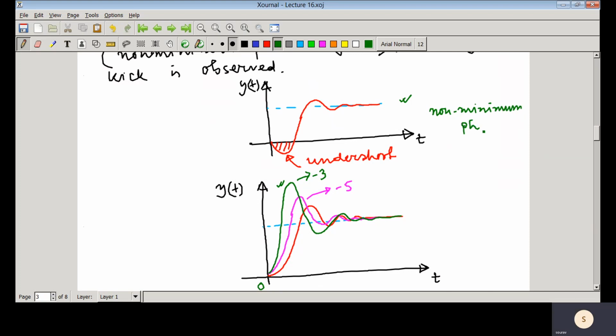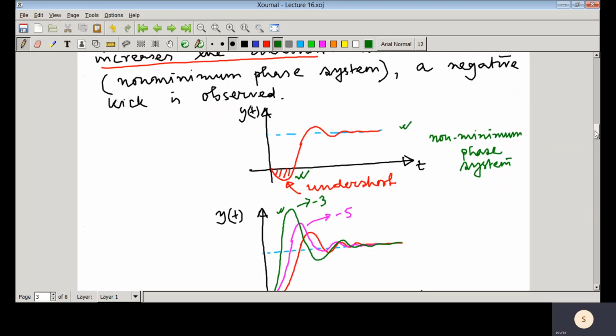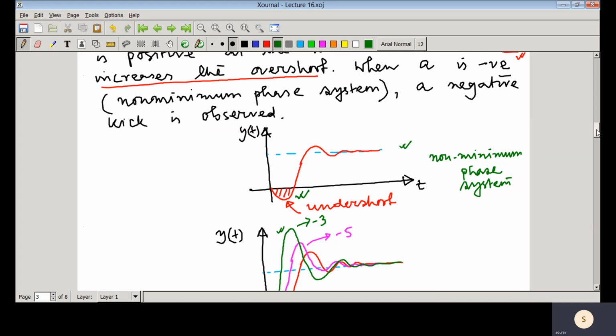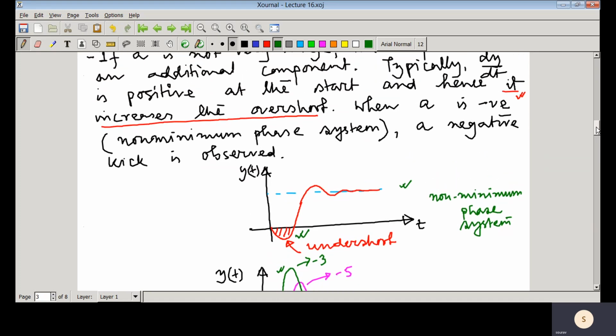This is the non-minimum phase system's response. Whenever that zero is placed on the right half of the s-plane, in that case we observe a negative kick, that is called undershoot. This is the effect of adding a zero and a pole to the normalized second order transfer function.